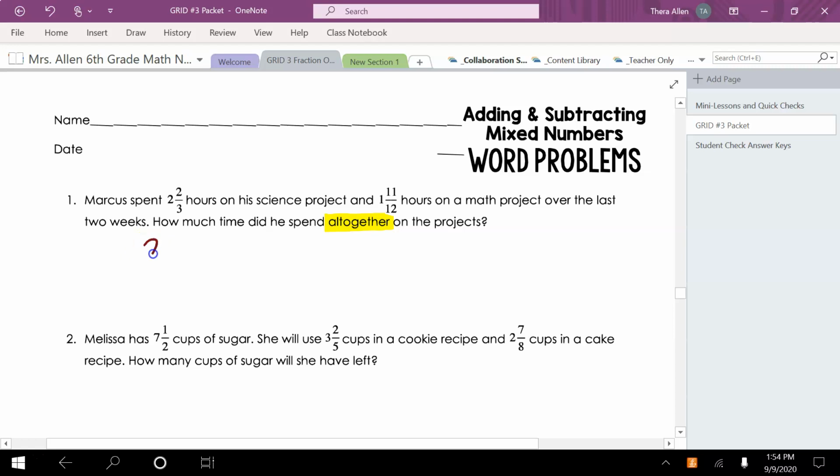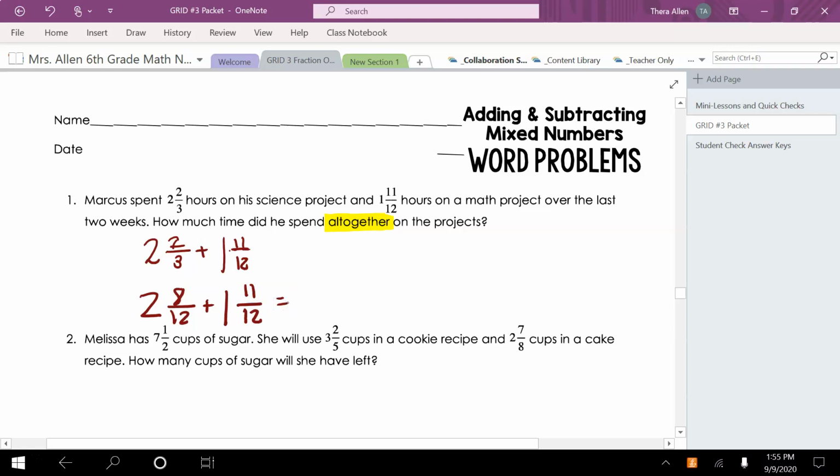And I have 2 2/3 plus 1 11/12. All right, if you remember from our adding and subtracting videos, we need to find a common denominator. And I'm going to keep my whole number. Between 3 and 12, the common denominator could be 12. So 3 becomes 12 by multiplying it by 4. 2 becomes 2 times 4 is 8. This already had a denominator of 12, so it gets to stay the same.